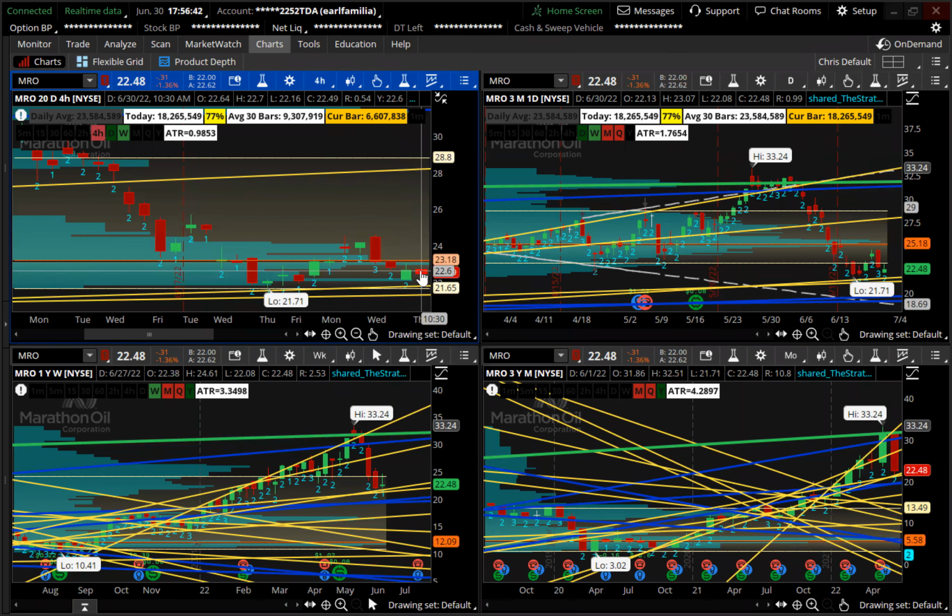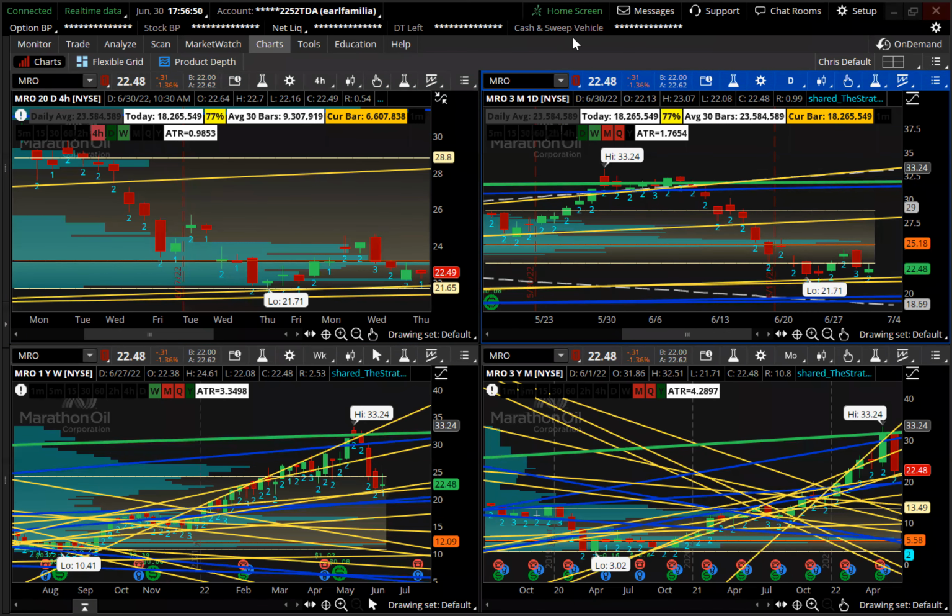MRO 212 on the 4 hour would be above $22.70. If you wanted to wait on a larger time frame entry, you'd be looking at the day. That would give you a, what is this, 322 on the day above 23.07. Then you've got UNH.